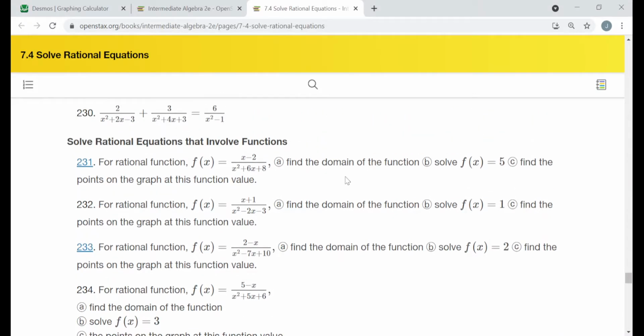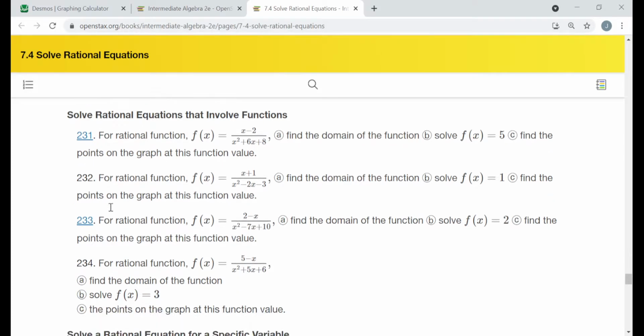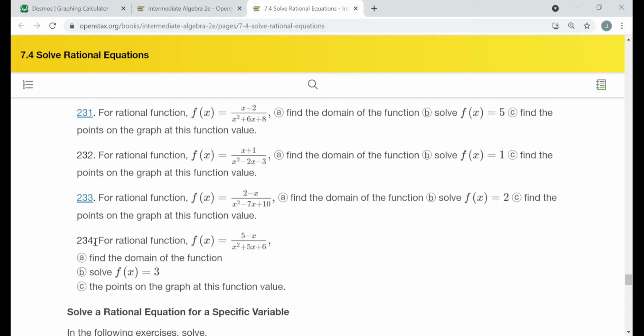And these exercises are taken directly from a free online textbook at openstax.org. And it's their Intermediate Algebra 2nd edition book. I'm in section 7.4 titled Solve Rational Equations. And I'll be working on exercises 231 to 234, parts A, B, and C for each of these 4 exercises.